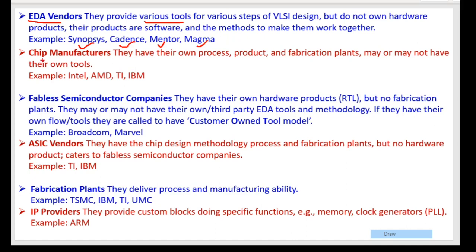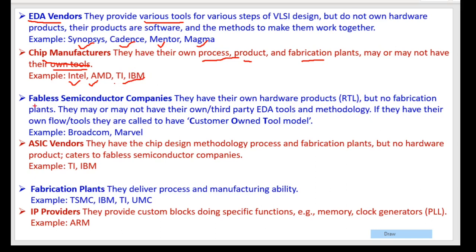Then there are some chip manufacturers. Okay, they have their own process, product, and fabrication plants, but may or may not have their own tools. So these were the tool providers, and these are the companies that may have their products, may have their fabrication plants, but they might use the tools from different EDA vendors. Some examples are Intel, AMD, Texas Instruments, IBM.